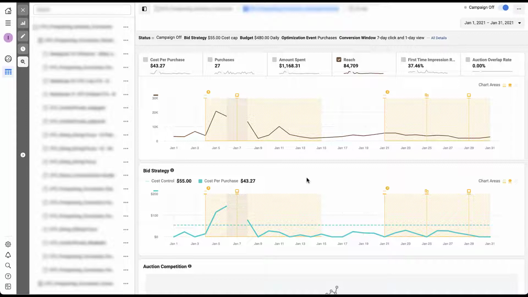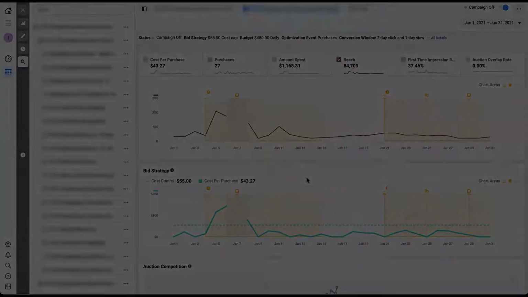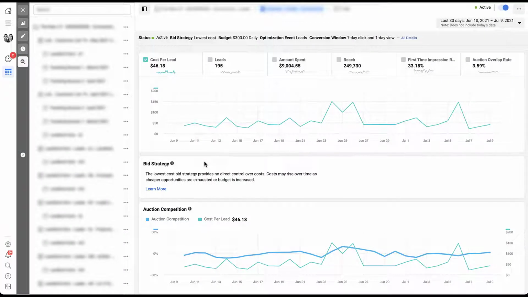Now I mentioned I chose this specific account for a reason. Let me hop back into the other account that I'll be utilizing for other charts to show you why. This is the second account that I'm going to use for some other charts down below. You'll notice here that the bid strategy section just has some text and there's no chart eligible. It says the lowest cost bid strategy provides no direct control over costs. Costs may rise over time as cheaper opportunities are exhausted or budget is increased.